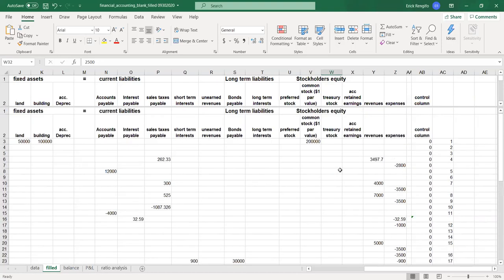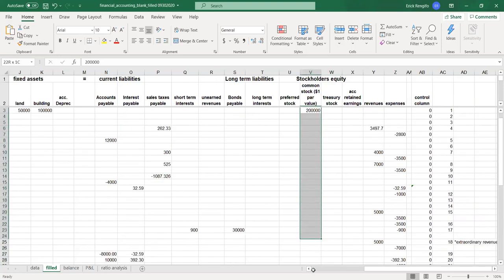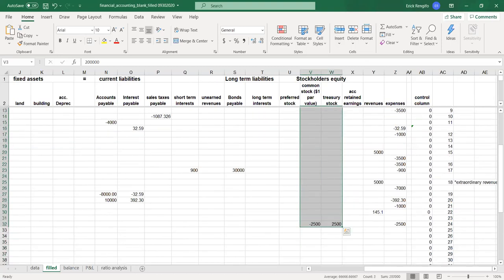Technically, guys, the number of shares in the market is exactly the same. This minus this plus this. You see? Take a look at the number of shares. It's exactly the same number of shares. So nothing changes technically.